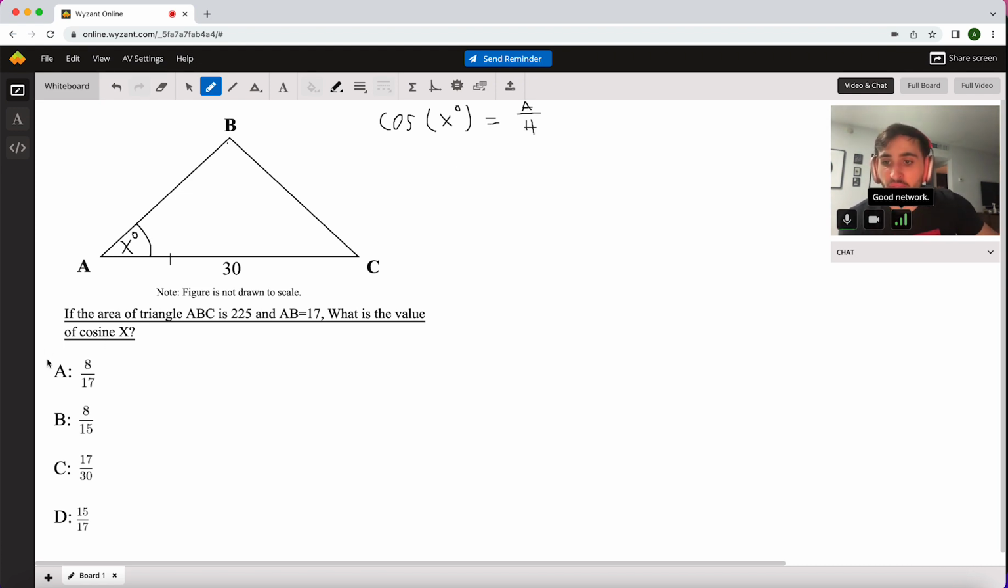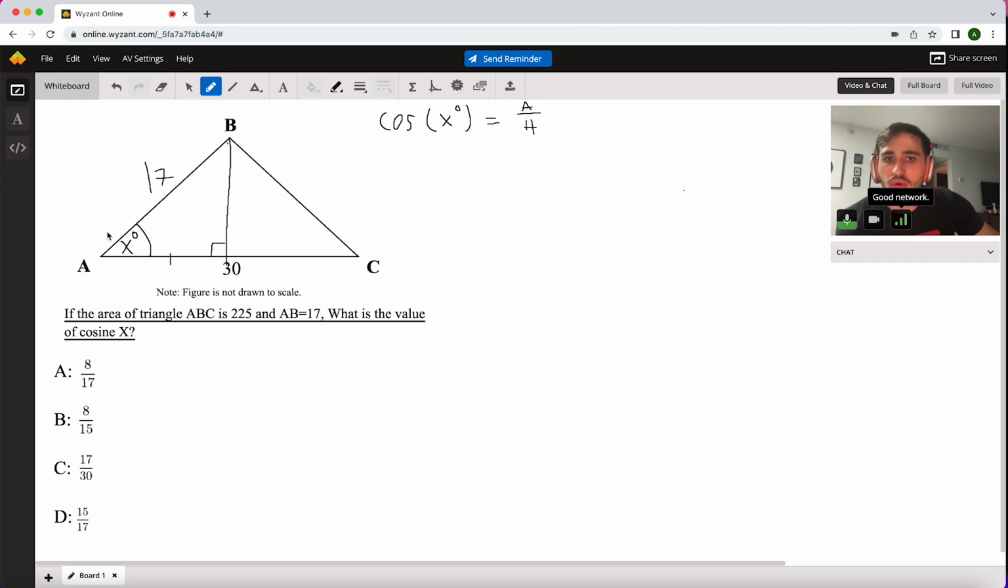Okay, so the answer choices are literally fractions. So I know for a fact at some point we're going to get to this juncture. Let's do this. They're telling us the area of triangle ABC is 225 and AB is 17. So this is 17, and the area is 225. If they're giving us the area and they want us to find the cosine of x, then that means we have to make a right triangle. Trig functions only apply to right triangles. So let's make a right angle here to show that we have a right triangle.